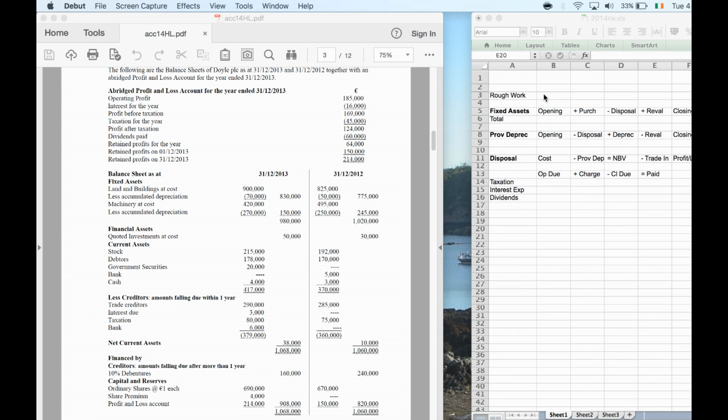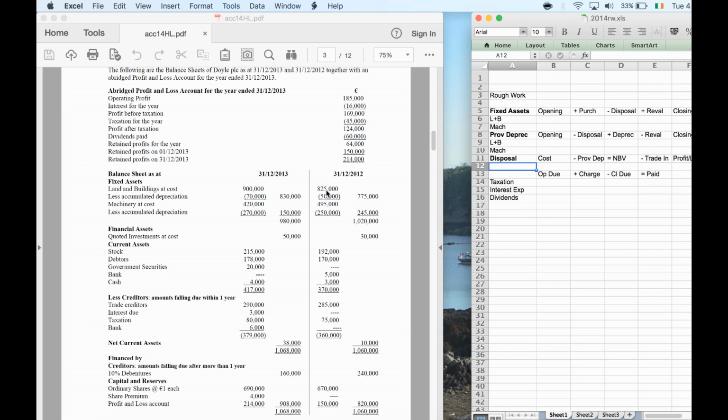So let's go and start with the fixed assets. We have land and buildings as the first fixed asset, and then we have machinery. Provision for depreciation for the two, so land and buildings and machinery. And then there will be a disposal at some stage during the year.